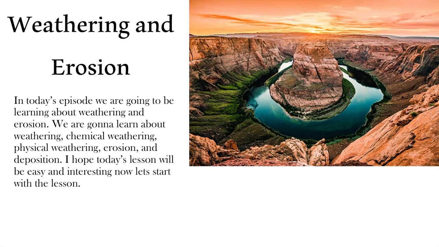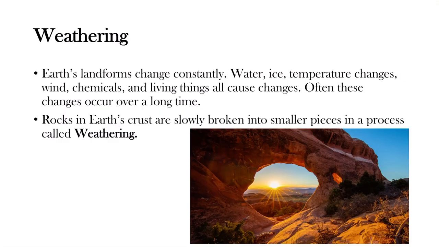It's me, Mark, and today our topic is weathering and erosion. Let's get started. First, let's start with weathering. Earth's landforms change constantly. Water, ice, temperature, chemicals, wind, and living things all make small changes and big changes. Usually, these changes happen over a long period of time.